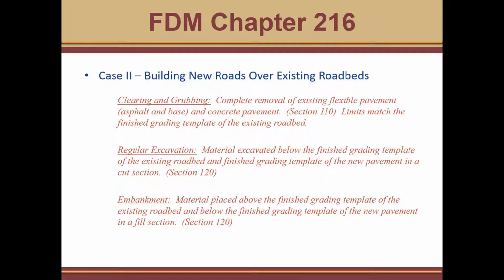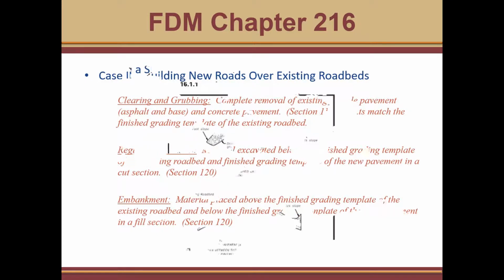And the limits of the clearing and grubbing match the finished grading template of the existing road bed. So excavation starts from that point below, defined as the material excavated below the finished grading template of the existing road bed and the finished grading template of the new pavement in a cut section. Again, that's defined in section 120 of the standard specifications. And for embankment, that's material placed above the finished grading template of the existing road bed and below the finished grading template of the new pavement in a fill section. Also defined in section 120.